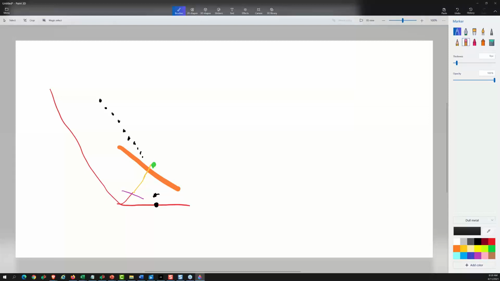Oops, let me erase that. So then your risk box is from the entry. Sorry. That's your execution risk.